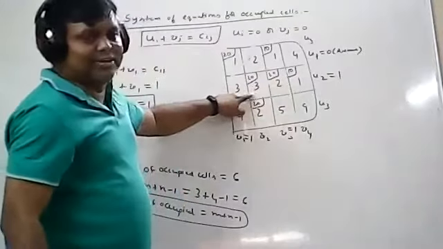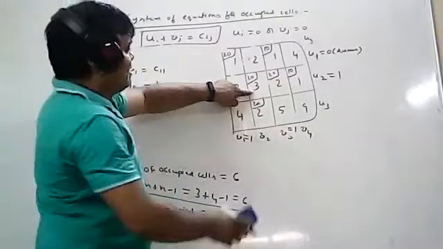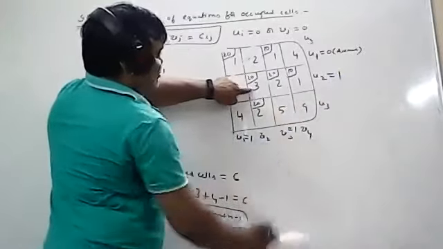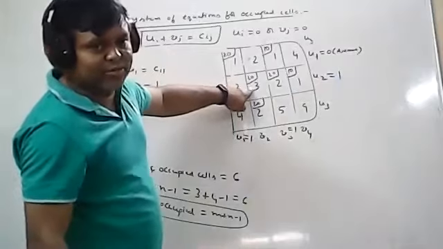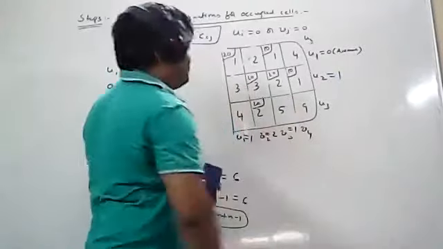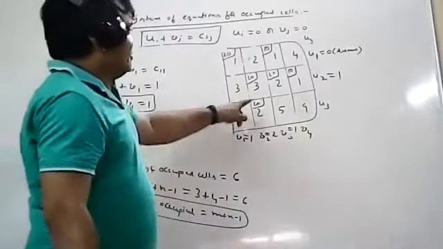I can calculate this occupied cell now. What is the corresponding value? 1 plus V2 equals 3. So V2 equals 3 minus 1, which is 2. Now this one is completed.